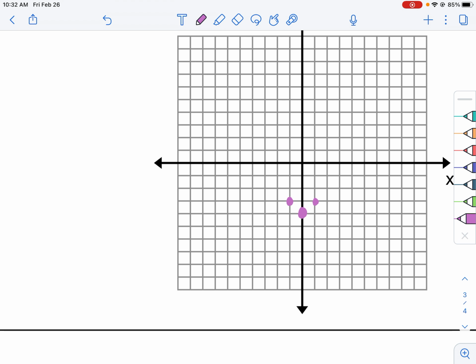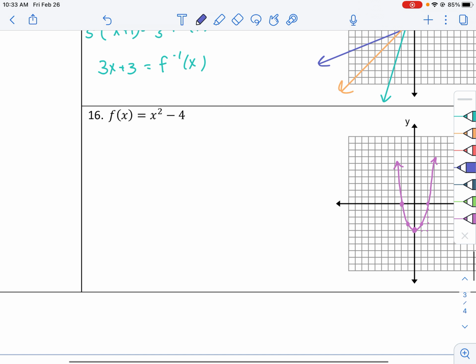So you go right 1, up 1, left 1, up 1. When you plug in 2, you would get out 4. So you go to the right 2, up 4. 1, 2, 3, 4. Left 2, up 4. 1, 2, 3, 4. Puts us here. So then our function looks like this. Hold on. Draw this better. All right, there's our function.